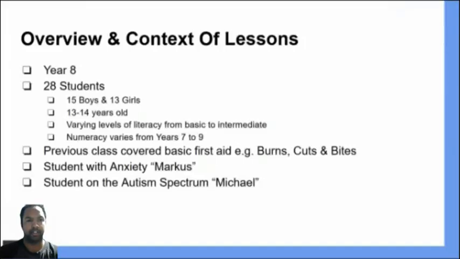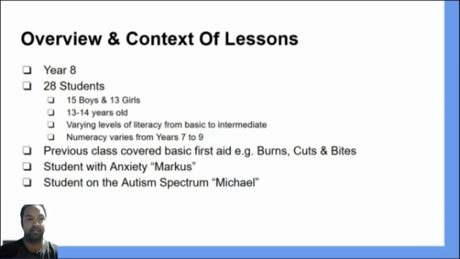And lessons for Year 8 PE classes in Term 2 with 28 students aged 13 to 14. The class displays a range of literacy and numeracy skills from basic Year 7 to early Year 9 levels. They benefit from structure and reinforcement early on, but once the routines are clear, they engage well, especially in collaborative group-based learning. The class includes two diverse learners, Mike and Marcus.